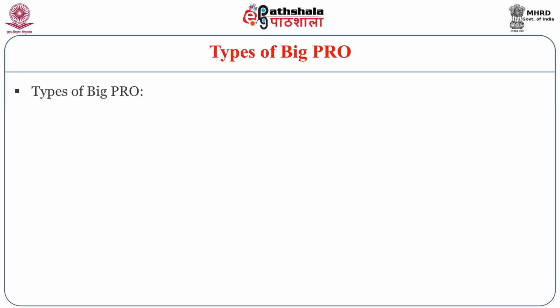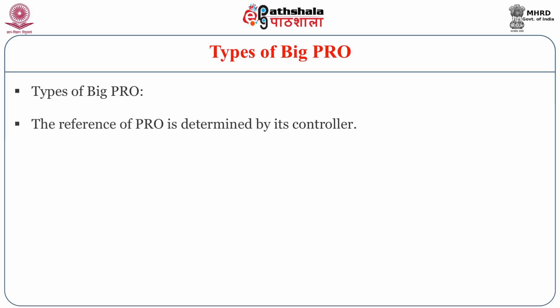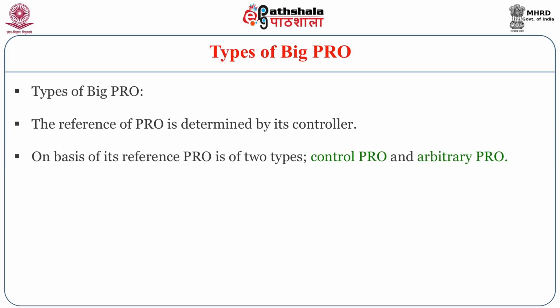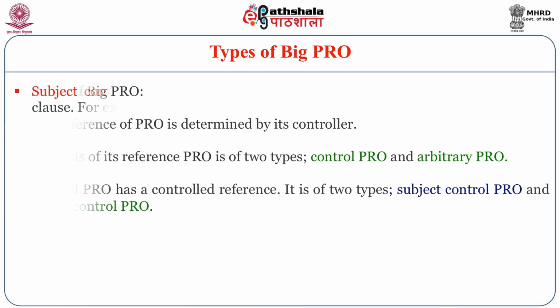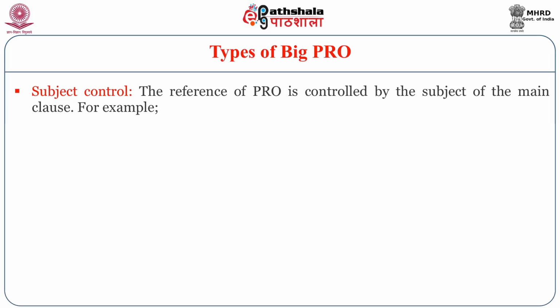There are certain types of big PRO. The reference of PRO is determined by its controller. On the basis of its reference, PRO is of two types, control PRO and arbitrary PRO. Control PRO has a controlled reference. It is of two types, subject control PRO and object control PRO. In subject control, the reference of PRO is controlled by the subject of the main clause.